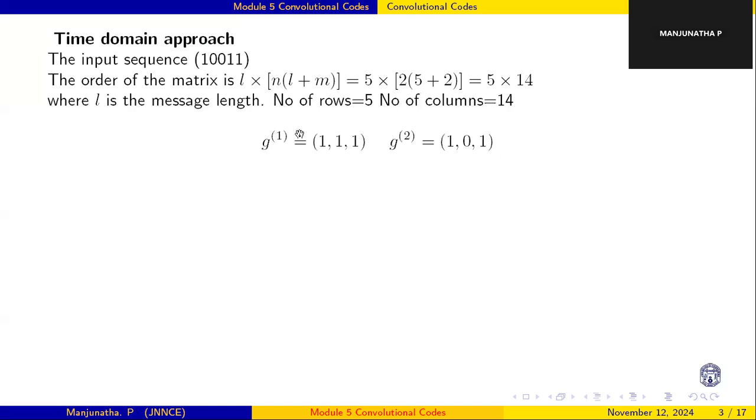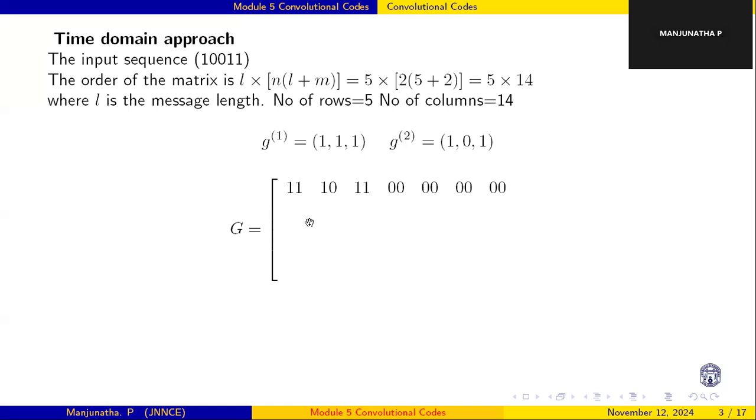G1 is 111 and G2 is 101. How do we fill in this matrix? The first row is 1 1, 1 0, 1 1: the first element 1 1, next 1 and the second G2 connection has no connection, so 0, then 1 1. In total 6 columns are filled. 14 minus 6, the remaining 8, we simply place zeros or leave empty.